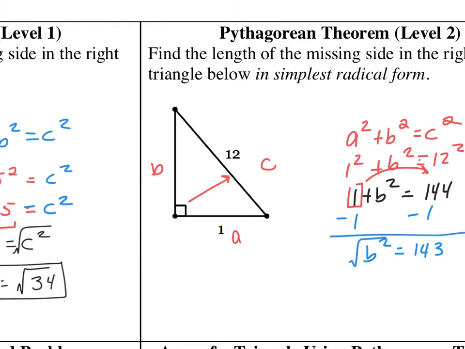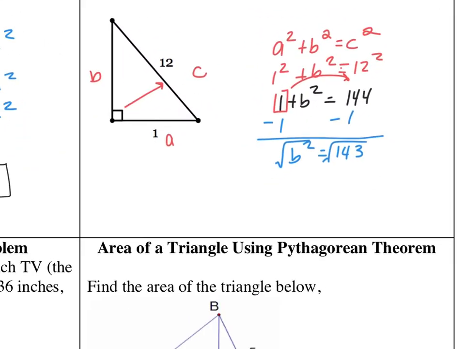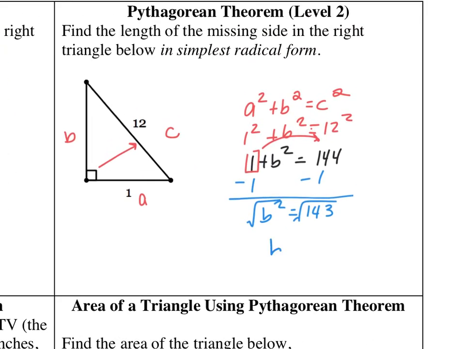I take the square root, and I get b is equal to radical 143. And that's your final answer. So that's saying my missing side length is radical 143.